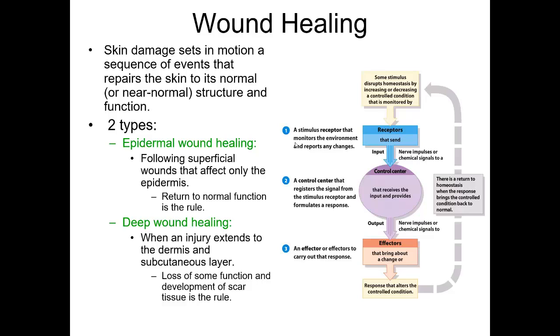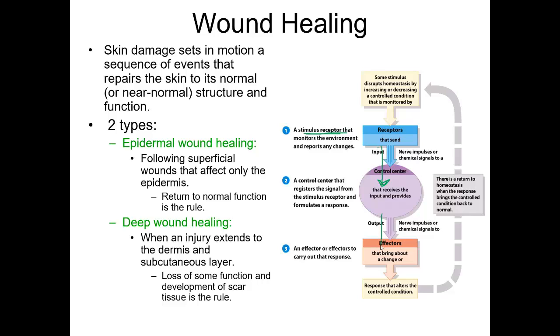Now this receptor, the pain receptor, has sent an input to your control center. What is the control center? It is part of your central nervous system. So it is either the spinal cord or it is the brain. So the stimulus receptor is going to send an incoming or an afferent signal to the spinal cord or the brain or the central nervous system. Now, what is the central nervous system going to do? The central nervous system is going to generate an output or an efferent signal, and it is going to send it out through an efferent neuron to an effector organ.